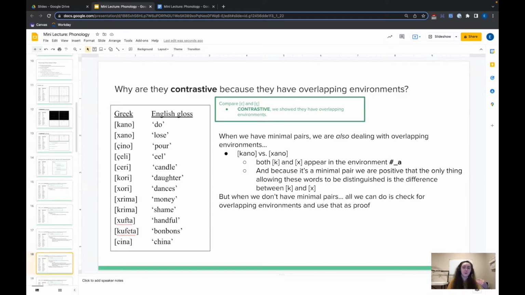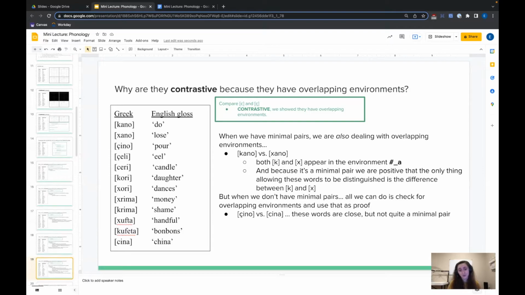But when we don't have minimal pairs, the only thing we can do is check for overlapping environments and use that as proof. So we have these 2 words that are really close to being a minimal pair, but they're not quite a minimal pair because the last letter is also different.